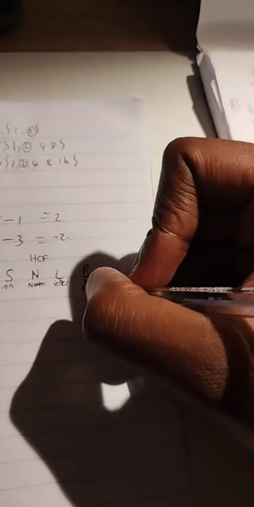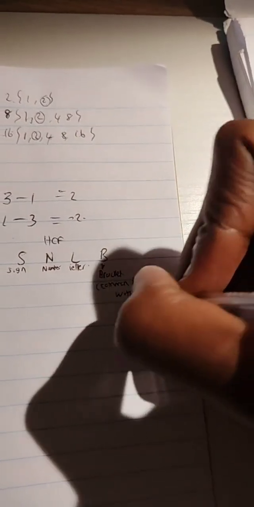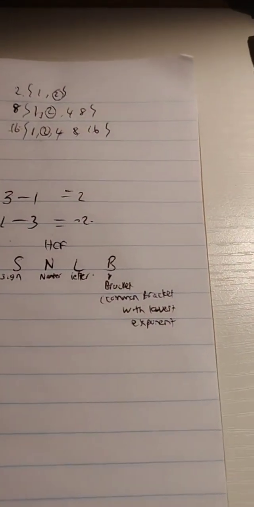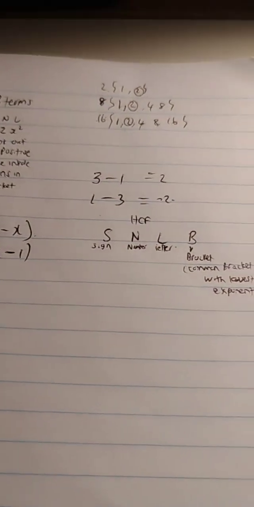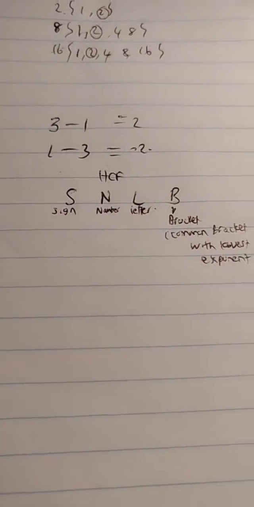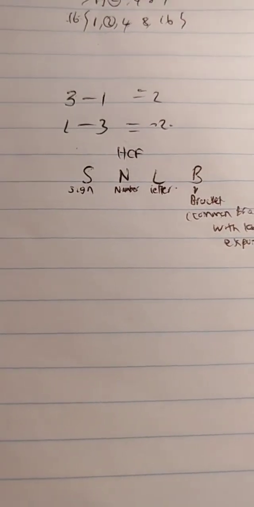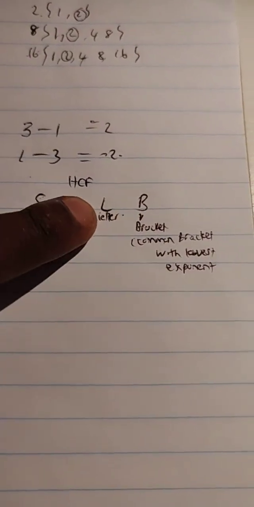So here we are talking about the common bracket with the lowest exponent. It has to be common, the bracket, but then it has to have the lowest exponent. Very good. SNLB. Now we are extending our letters to accommodate the full breadth of possible scenarios that we may have when taking out the highest common factor. If it is not taking out the sign, the number and the letter, we are sometimes also going to be taking out the common bracket with the lowest exponent. The common letter with the lowest exponent is the highest common factor letter.